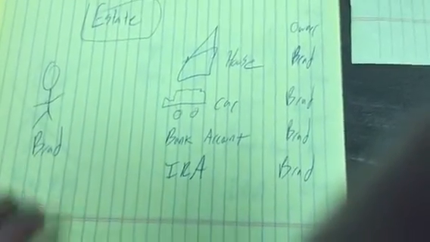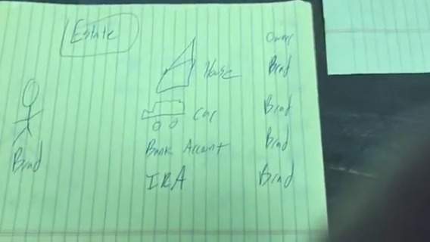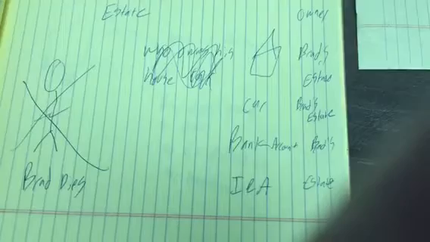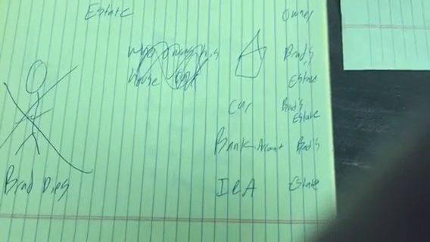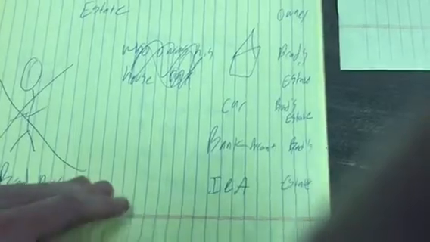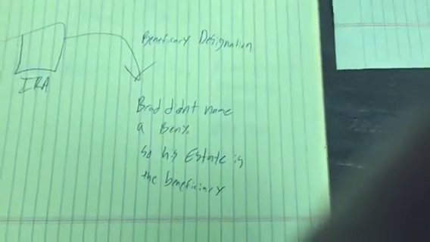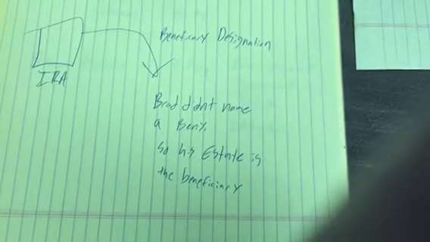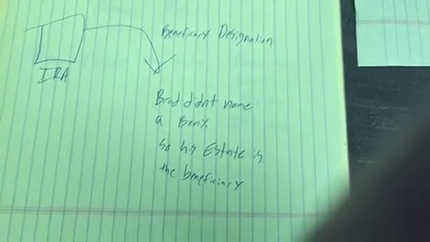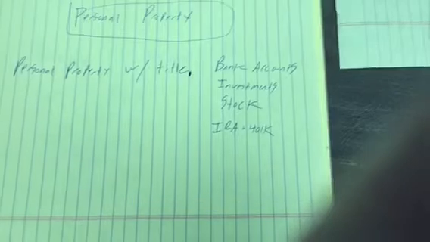What is an estate? Back to Brad. He owned a house, car, bank account, IRA. Brad dies. Who owns his stuff? Well, his estate does. Brad's estate owns his house, his car, his bank account, IRA. So the IRA is controlled by beneficiary designations, but Brad didn't name a beneficiary, so his estate is the beneficiary.